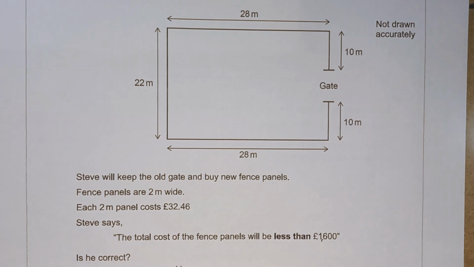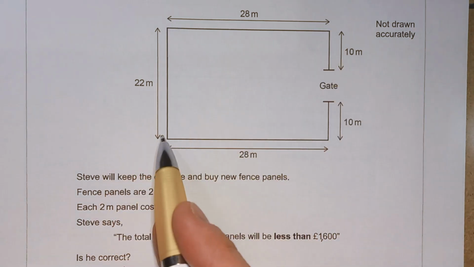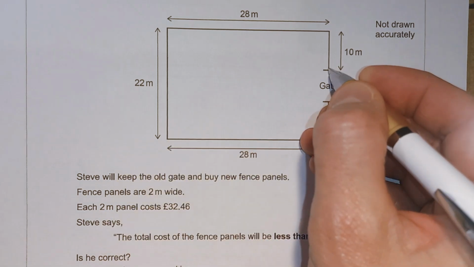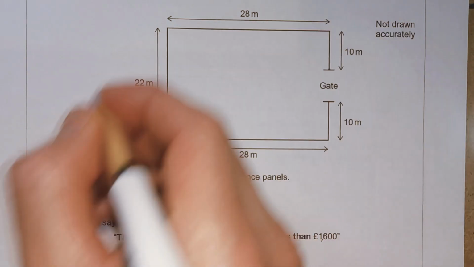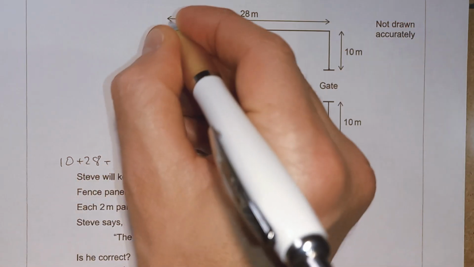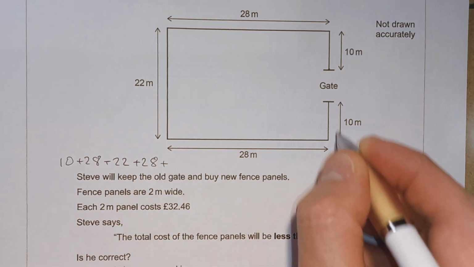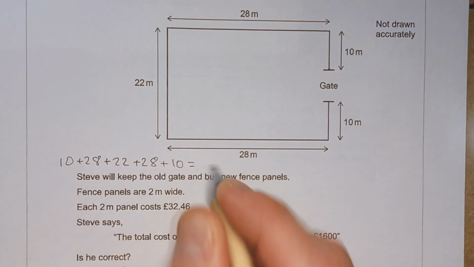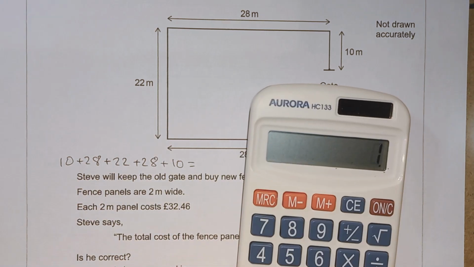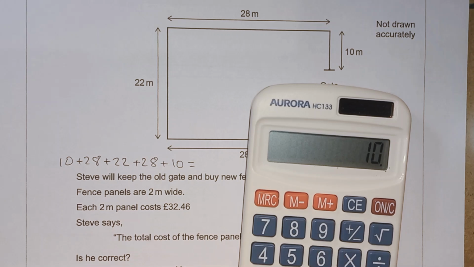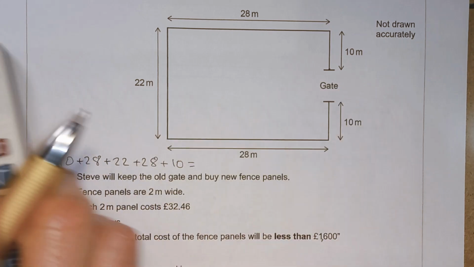Is he correct? Okay, well, let's work out the cost and then we can compare it. So we want to work out the perimeter basically without the gate, and then we can work out how many panels we're going to need, and then we can work out the total cost. So if we're starting here, we're going to have 10 plus 28 going across, then plus 22, then plus another 28, and finally plus 10. So 10 plus 28 plus 22 plus 28 plus 10 gives us 98 metres.